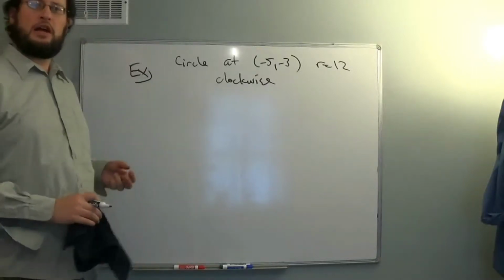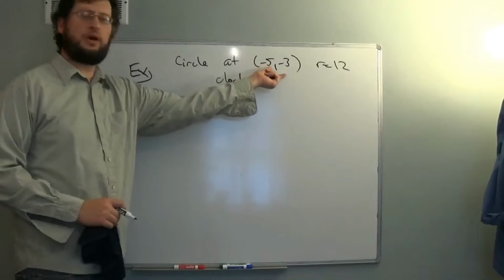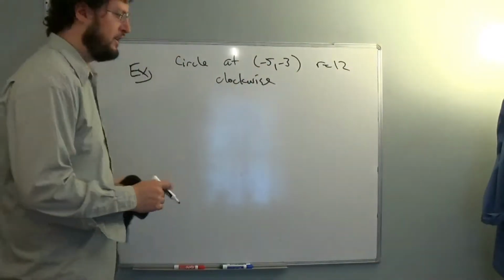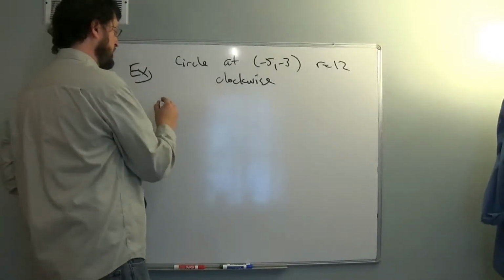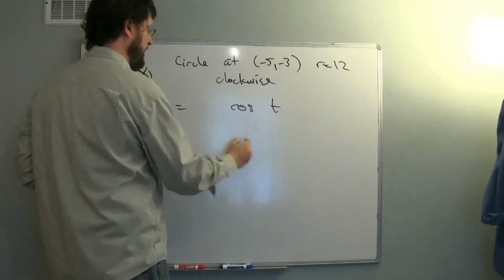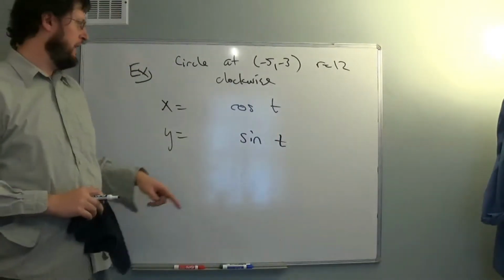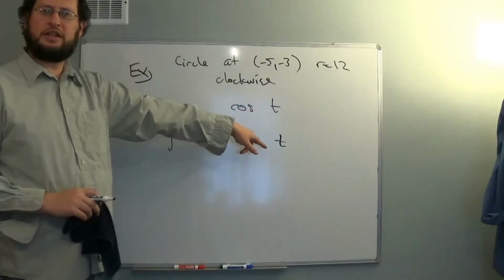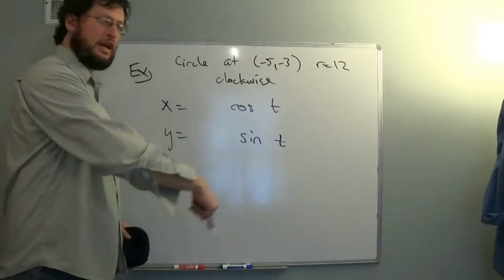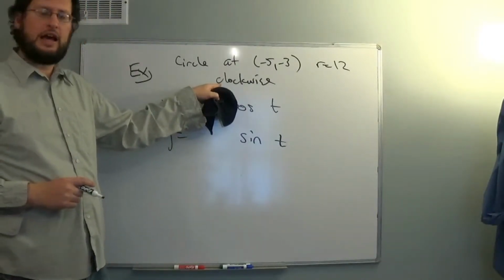Let's come up with a parametric equation for a circle with the given center point and the given radius, which is traversed clockwise. Since it's traversed clockwise, we'd like to see cosine t, there might be some adjustments here, so I'm going to save some space, and sine t. If I just had cosine t and sine t, this is a circle of radius 1 traversed counterclockwise. So how do I get clockwise out of this?